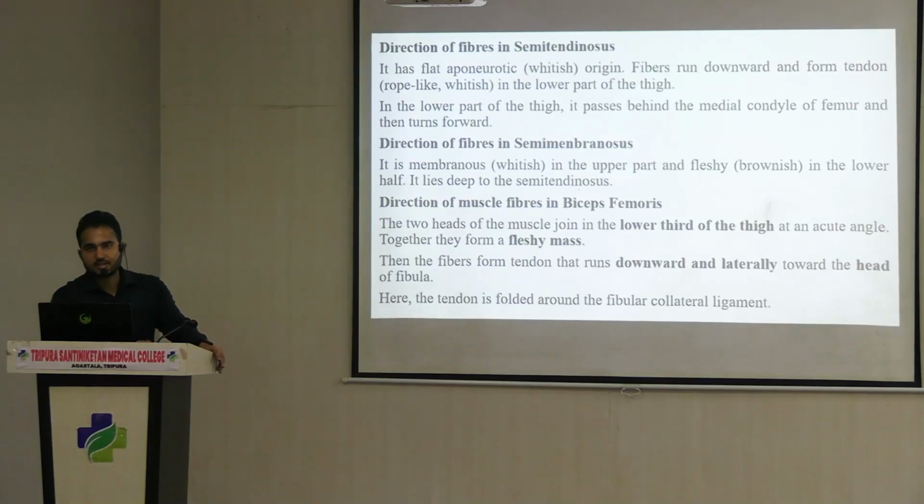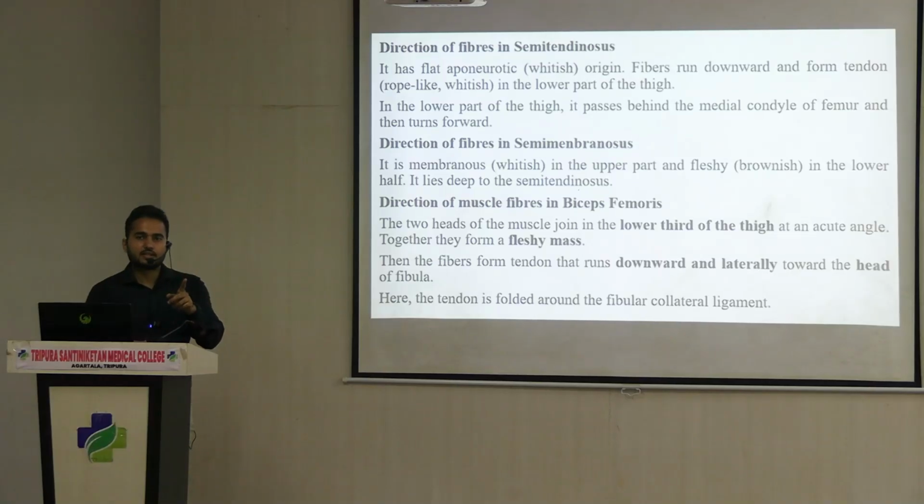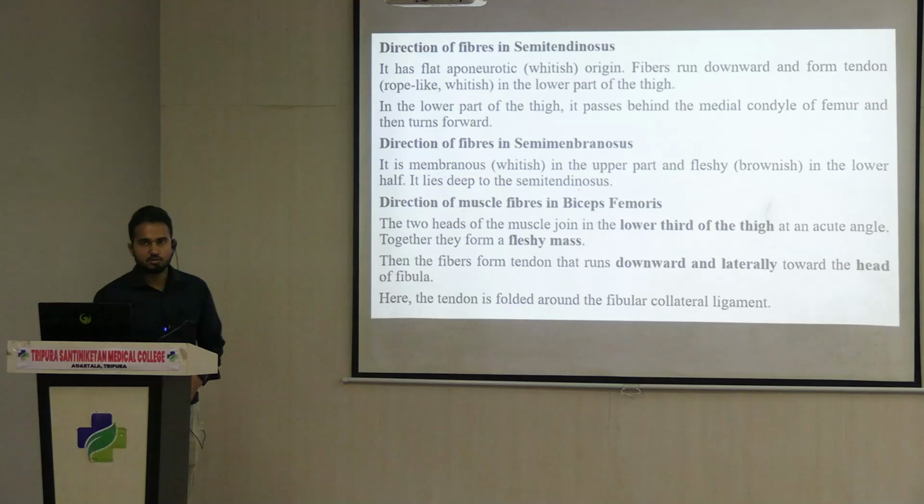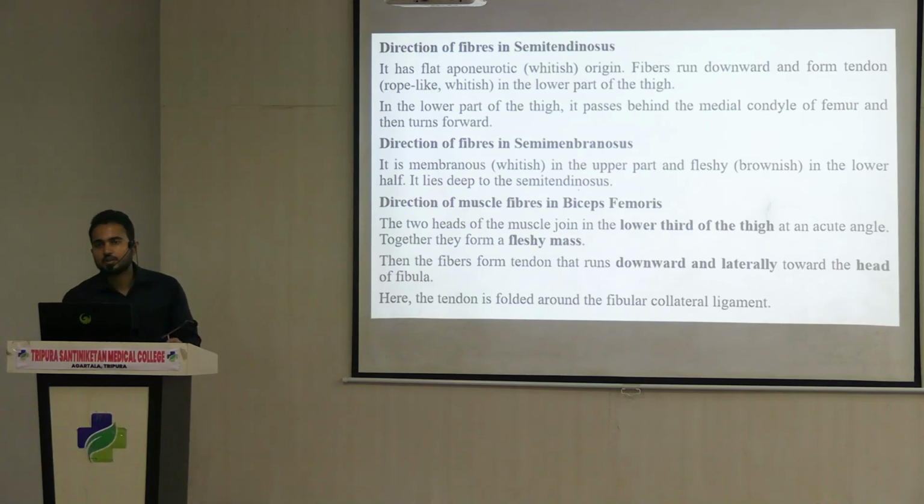Next, in case of biceps femoris, as you know, two heads are there, long head and short head. So what will happen? In the lower third of the thigh, at an acute angle, both the heads join together. Once they join together, they will form a fleshy mass of muscle. Okay, and then the fibers run downwards and laterally towards the head of the fibula. So these are some important features.